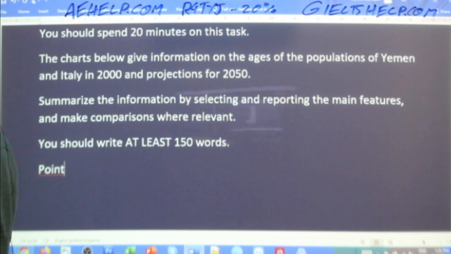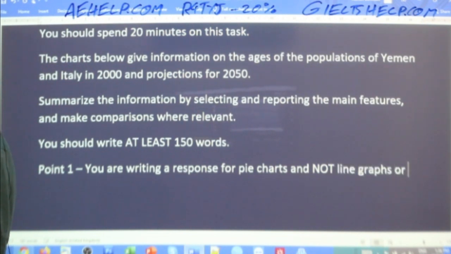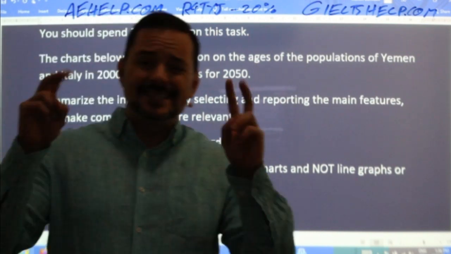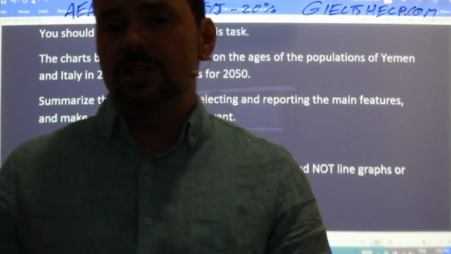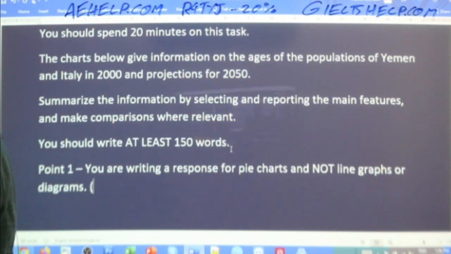Point one is you are writing a response for pie charts and not line graphs or diagrams, or bar charts, all right? There's basically 6 types of task 1 questions in the academic. You should practice all of them and understand how to write for all of them.